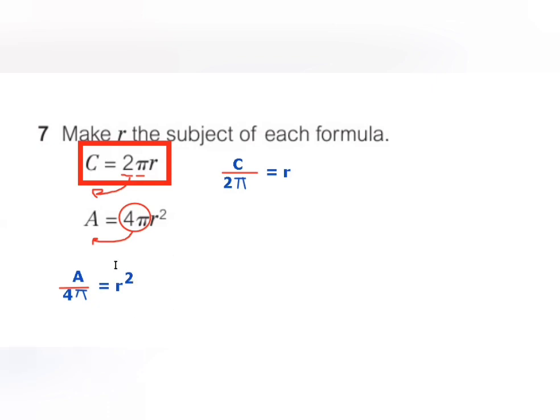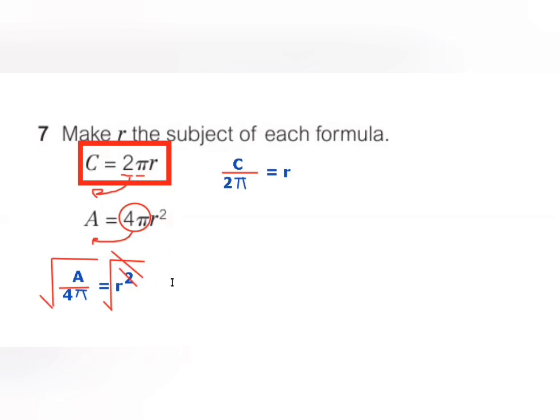Now I want to remove the square. It means I'm going to do the opposite of squaring, which is what? Very good. Square root. I'm going to do square root for both sides. So I'm going to do square root for this side, and then square root for this side. Focus on this. The opposite of square is square root, and the opposite of square root is square. Now the square will be removed with the square root, and I end up with R.